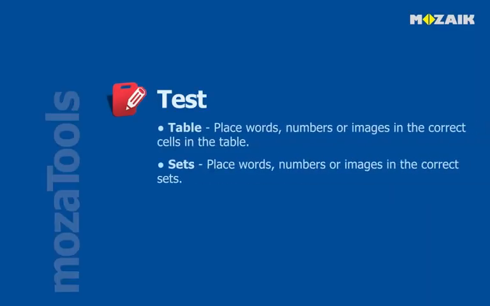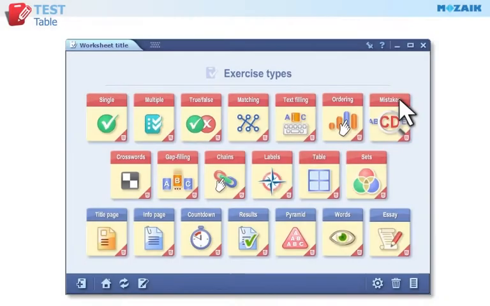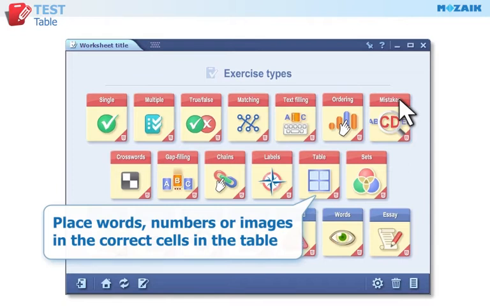Test. Table. Place words, numbers, or images in the correct cells in the table. Sets. Place words, numbers, or images in the correct sets. Click here if you want to create an exercise in which words, numbers, or images have to be placed in the correct cells in the table.